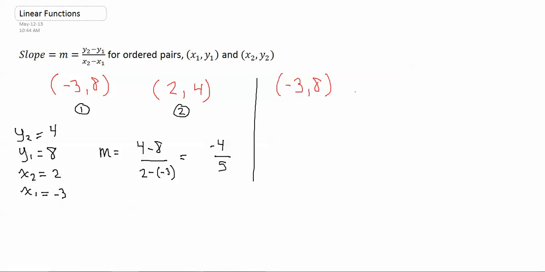So let's show that we get the exact same thing even if we changed around who we thought was first and who was second. Ooh, that 4 didn't come out too well. So this time I'm going to think of this as my second point, this as my first point. So I'm going to make my list again.